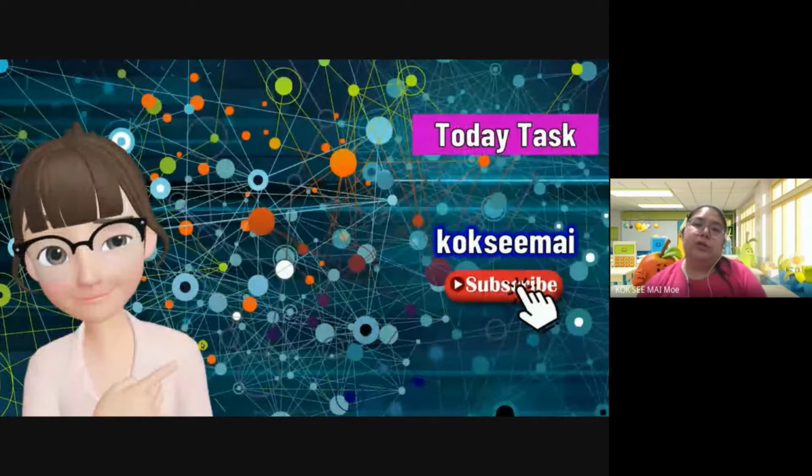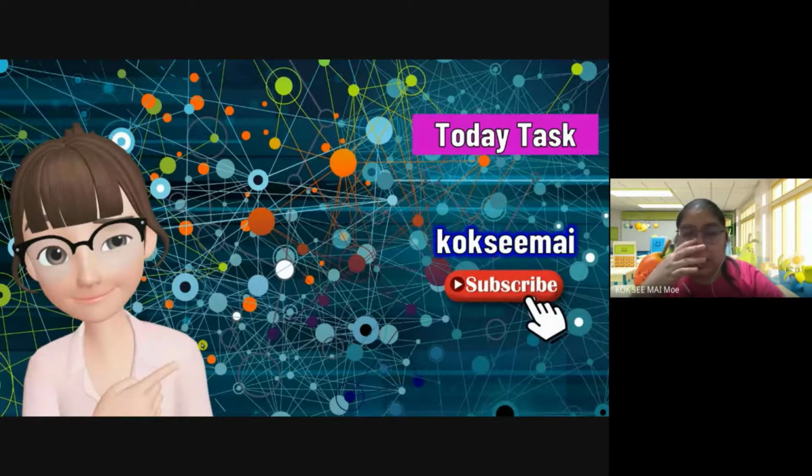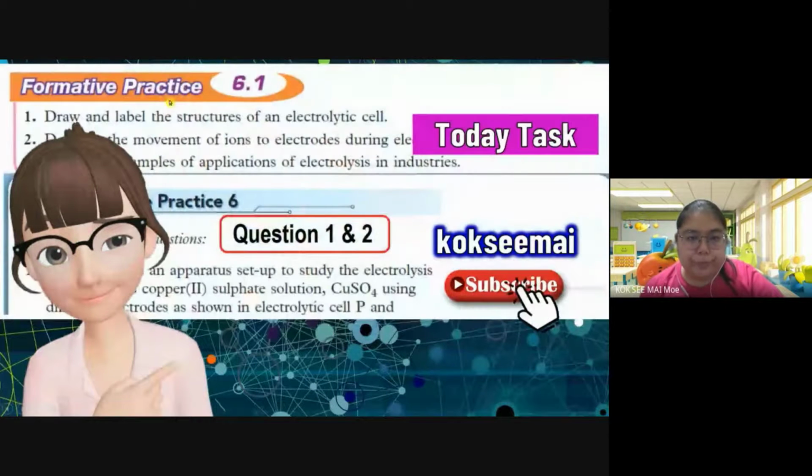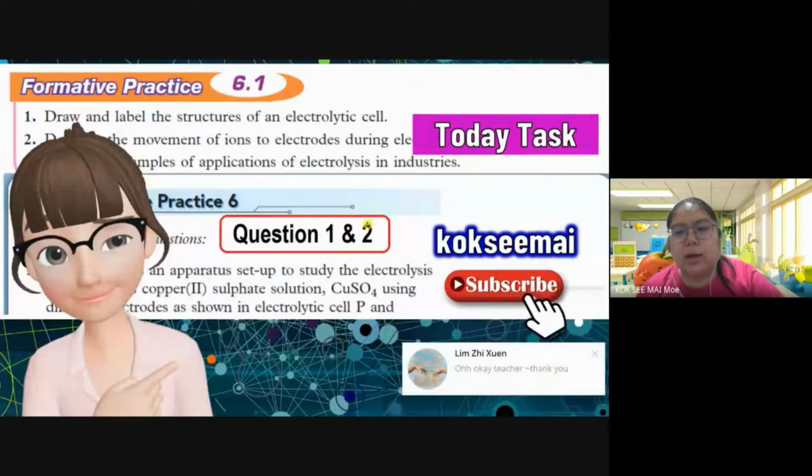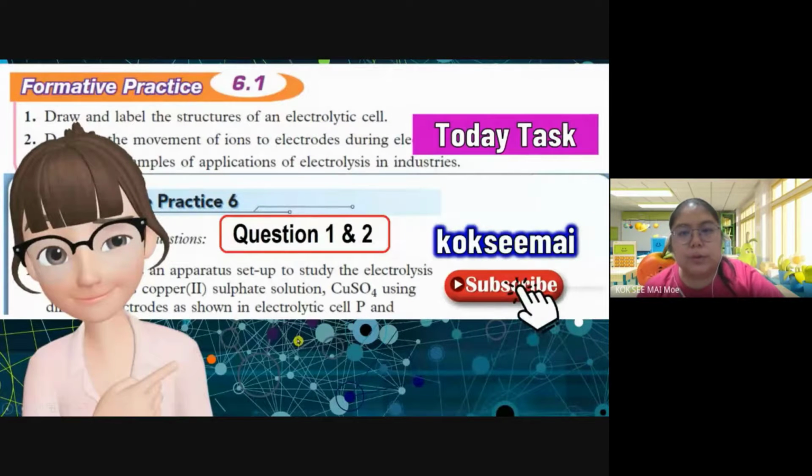Okay, so we just finished chapter 6.1. We still have 6.2. What you need to do, as I told you already, is 6.1, three questions, and also the summative practice, only question 1 and question 2. All this is from your textbook. I have also discussed it for you already, so I hope you can do it inside your exercise book.